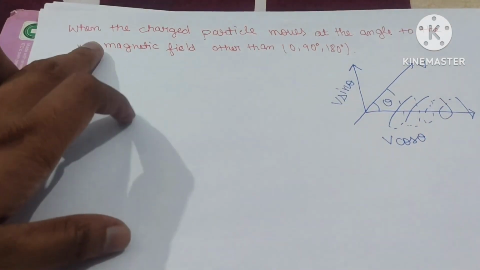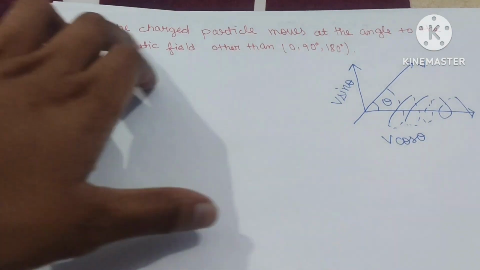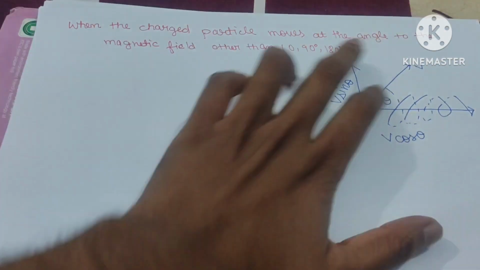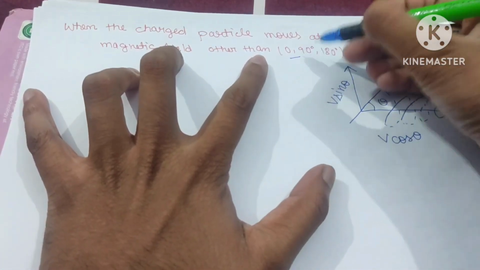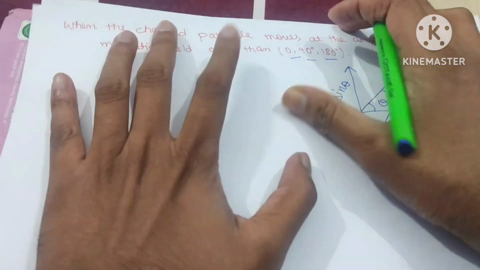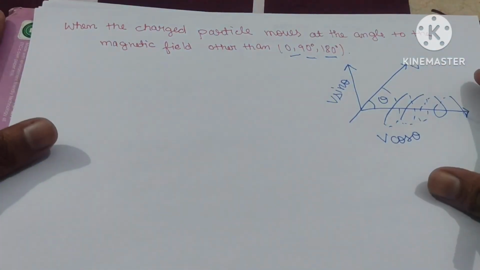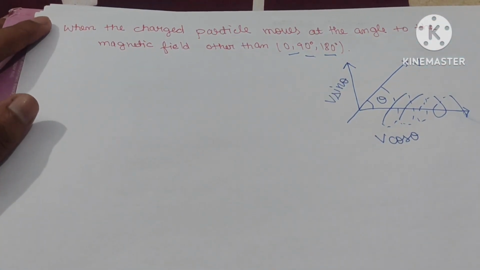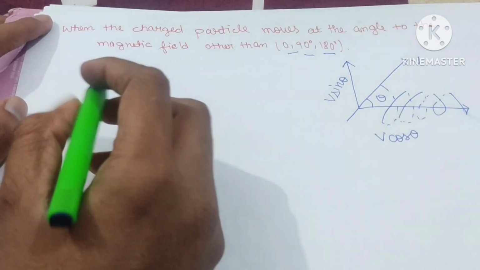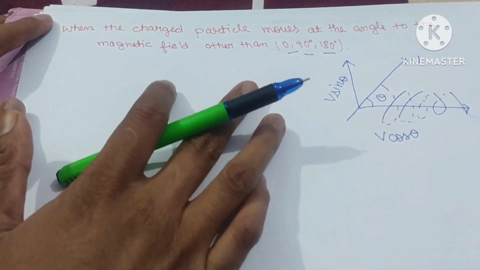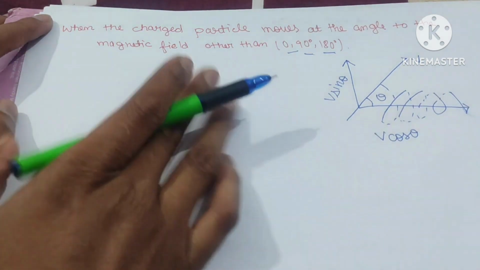Hello friends, here we'll find what happens when a charged particle moves at an angle to a magnetic field other than 0 degree, 90 degree and 180 degree. Okay, so let's go. So if you look, we know the pitch of helix. The pitch of helix is the linear distance.